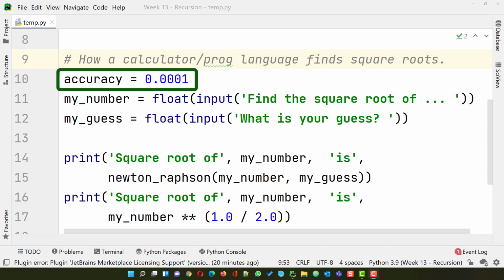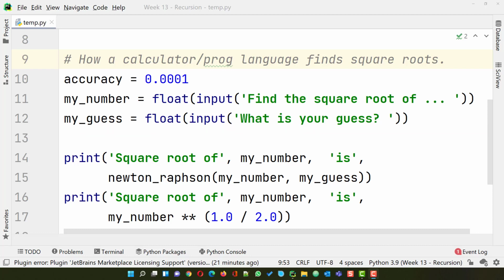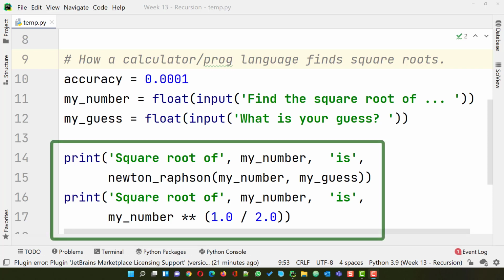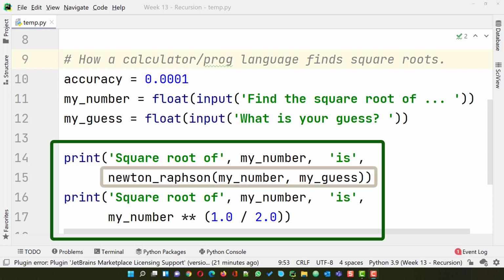First of all, I'm going to decide on the level of accuracy that I want. In this case, I want my accuracy to 4 decimal places, but obviously we could set that to whatever we wanted. It then asks me the number that I would like to find the square root of, and then it asks for a guess. That guess will become important, as you'll see in a moment. Having got those 2 pieces of information, it then prints out the square root of whatever the number is, and as you can see, it's looking for a function called Newton-Raphson, into which it's going to send whatever the number is I'm looking for and my original guess. That will return an answer, and that answer goes here.